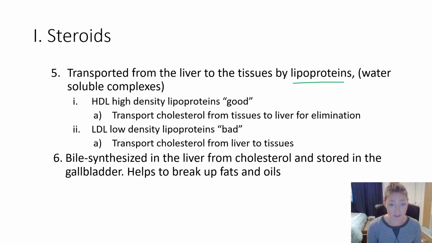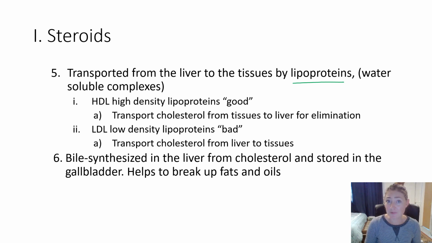HDLs are your good cholesterol. These are going to transport cholesterol from the tissues to the liver to be eliminated. So if you have excess cholesterol in your tissues, in your bloodstream, it's going to pick it up, take it back to the liver, eliminate it, and it removes cholesterol from the body.